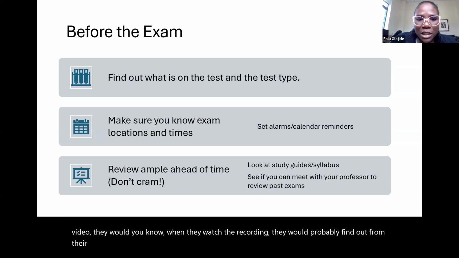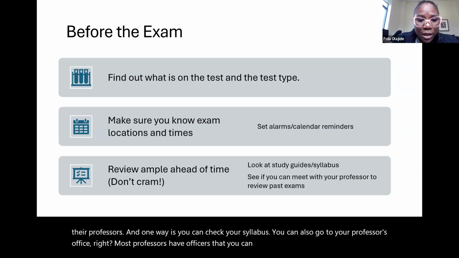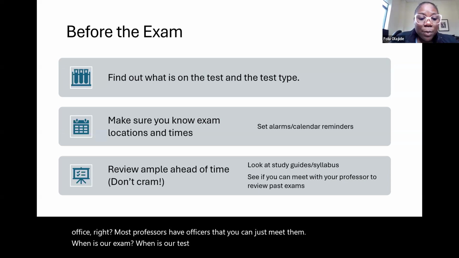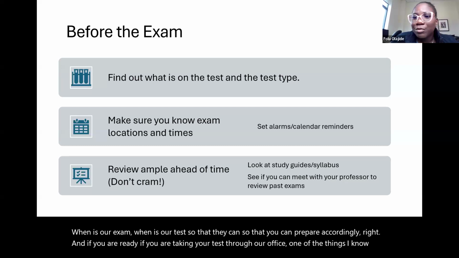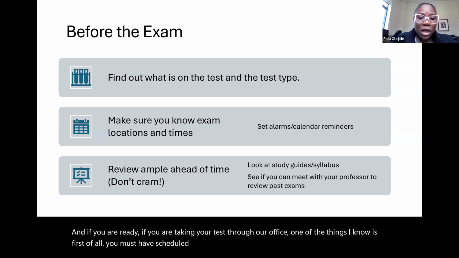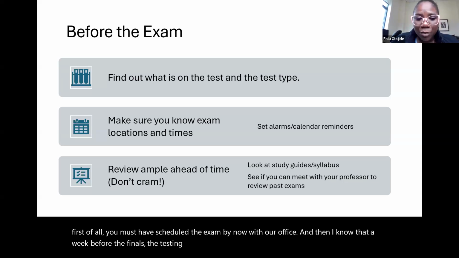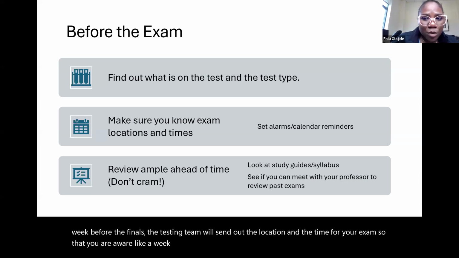One way is you can check your syllabus. You can also go to your professor's office. Most professors have office hours where you can just ask, when is our exam? When is our test? So that you can prepare accordingly. And if you're taking your test through our office, first of all, you must have scheduled the exam by now. A week before the finals, the testing team will send out the location and the time for your exam, so that you can find the room before the exam day.